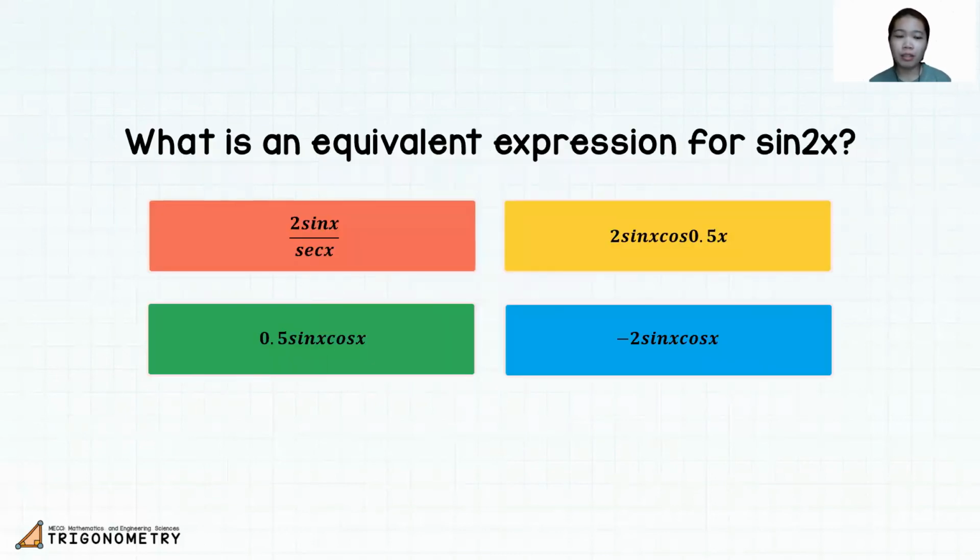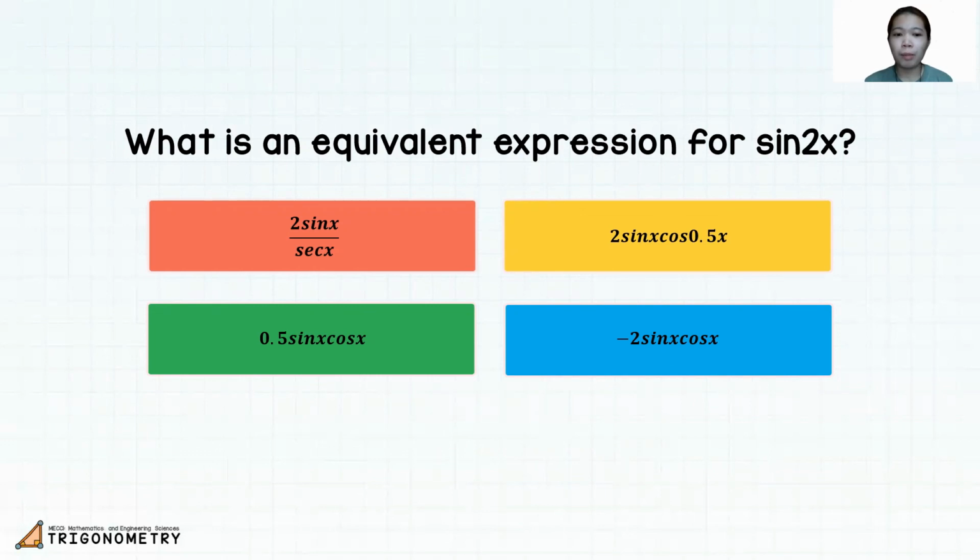So for the next question, what is an equivalent expression for sine 2x? We are given choices. We all know that sine 2x is a double angle identity. So sine 2x is equal to 2 sine x cosine x. We will examine the choices.